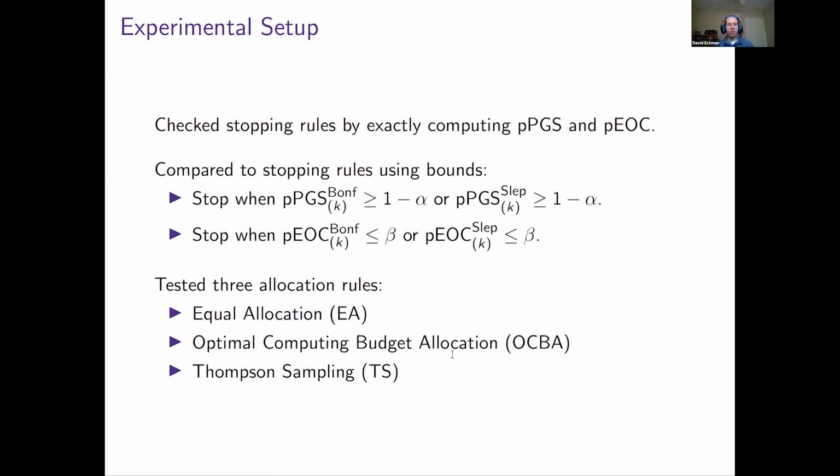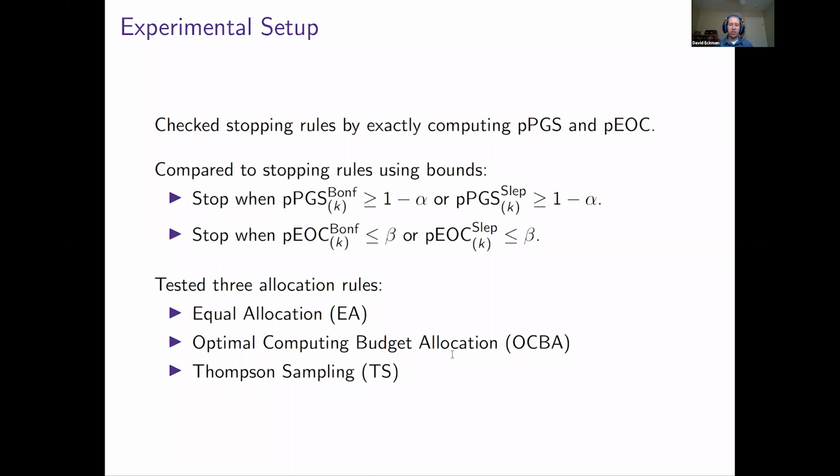So I wanted to run through a couple of experiments here to test the effects of using the exact quantities to check your stopping rules versus checking one of the four bounds here. And although the emphasis of this work is not on allocation rules, we wanted to see if you get different results from using different allocation rules. So we tested three here: equal allocation, which is exactly as it sounds. You're taking an equal number of replications from each alternative.